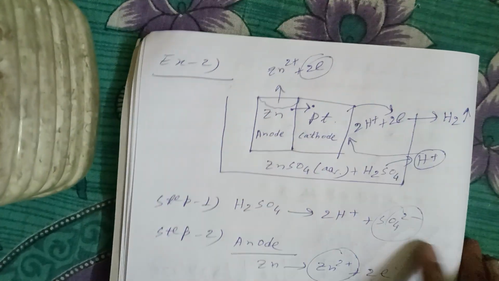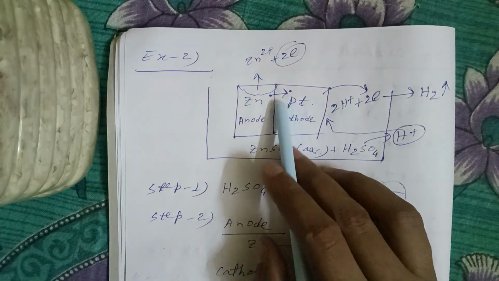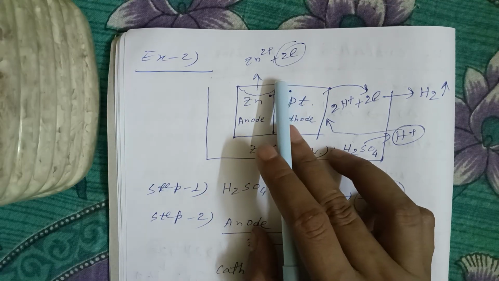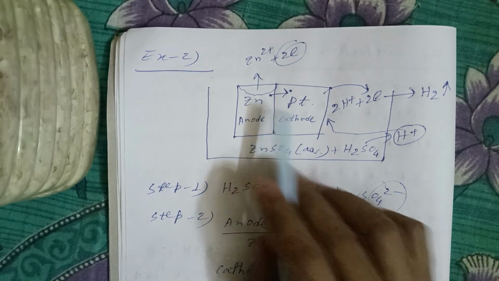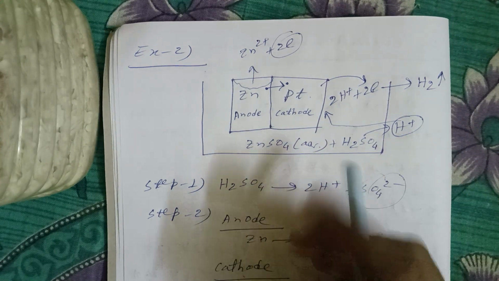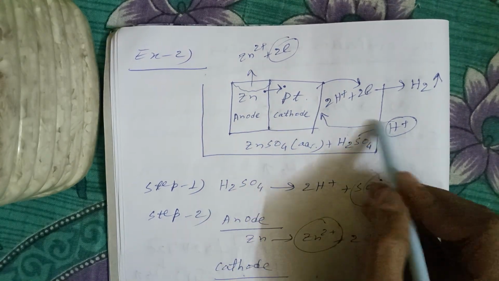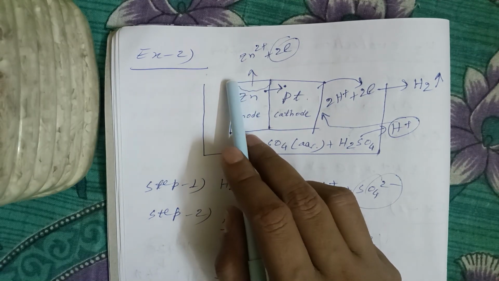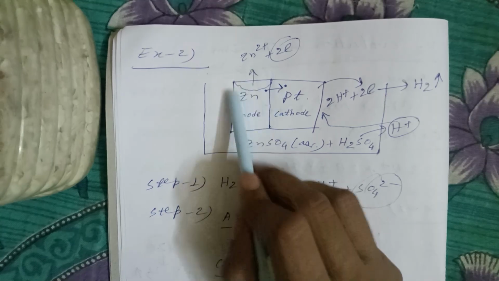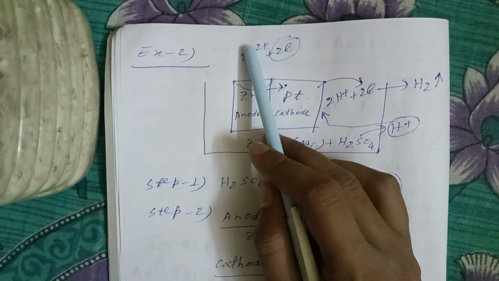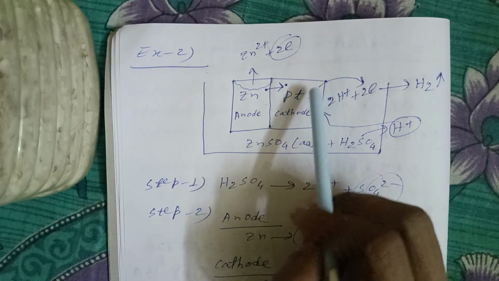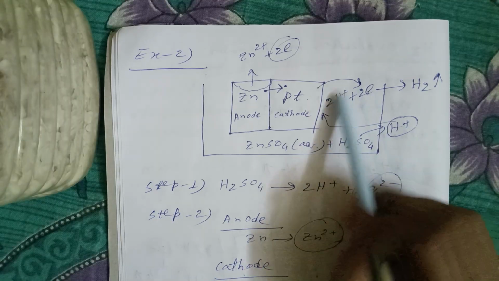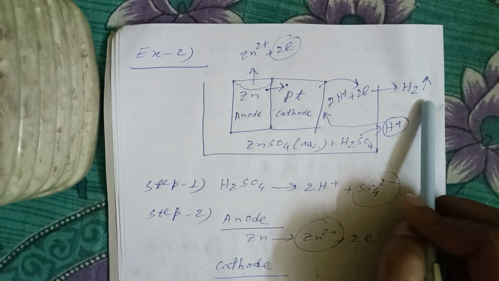Now if we remove the wire between zinc and platinum, and touch the zinc and platinum together, what will happen? Here also, first the sulfuric acid produces some H+, and in the anodic region some zinc will be corroded to give Zn2+ by releasing 2 electrons by oxidation, and then these 2 electrons reduce the acidic H+ to evolve hydrogen.